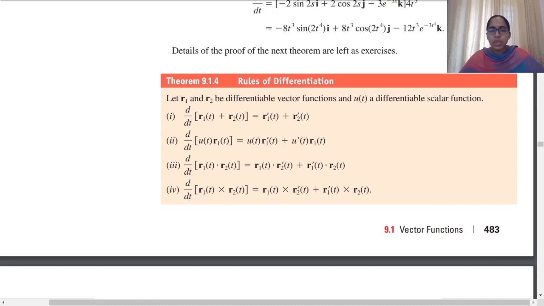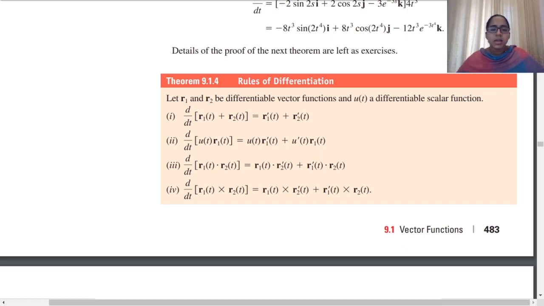d/dt of u(t) r1(t) is u(t) r1'(t) plus u'(t) r1(t). That is the basic product rule that we use in differentiation. Then d/dt of r1(t) dot r2(t) is r1(t) dot r2'(t) plus r1'(t) dot r2(t).